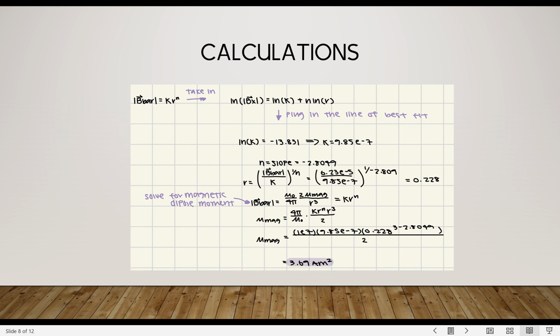Calculations. Here we show how we derived the magnetic dipole from the equation |B| = K r^n. By using the slope from the line of best fit and plugging it into our calculations, we successfully computed the dipole.